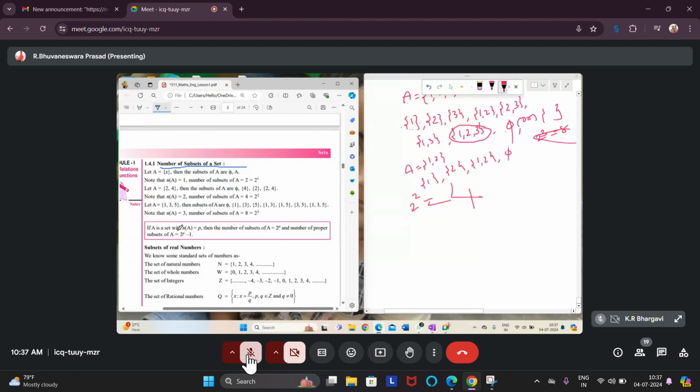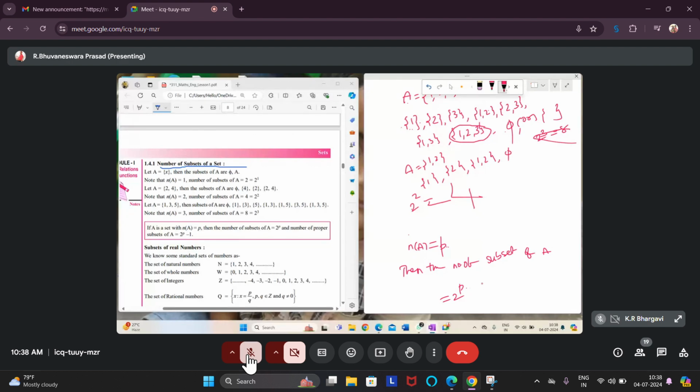If A is a set with n(A) equals p, that is, n of A equals p, then the number of subsets of A equals 2 power p, right?